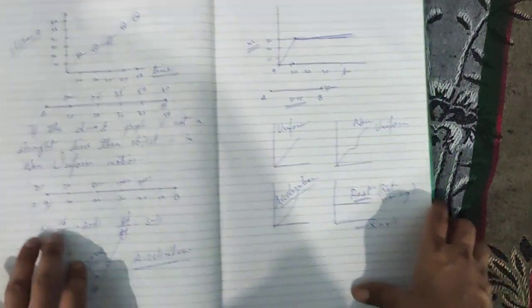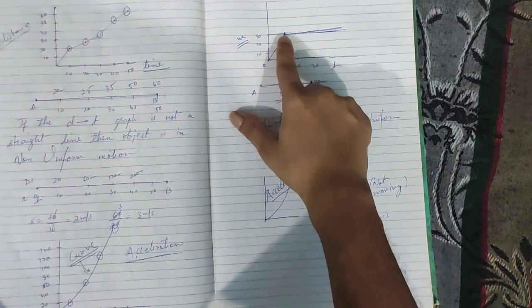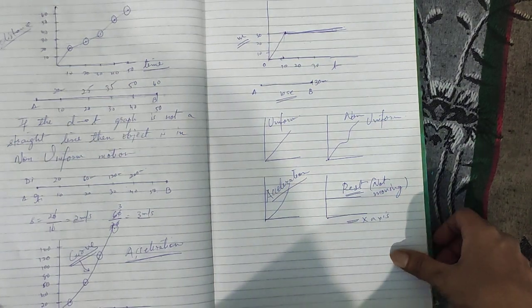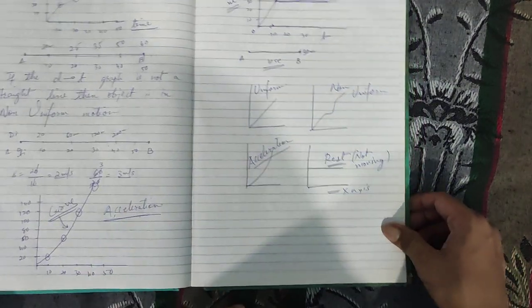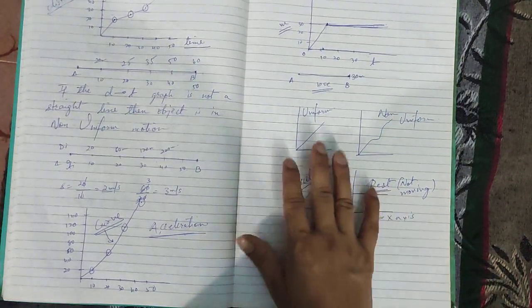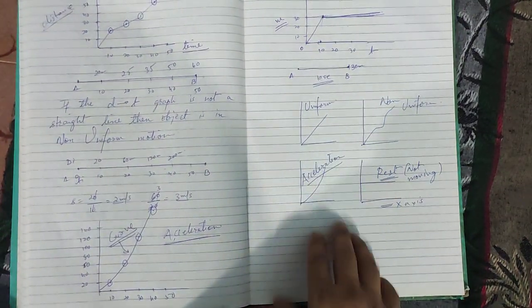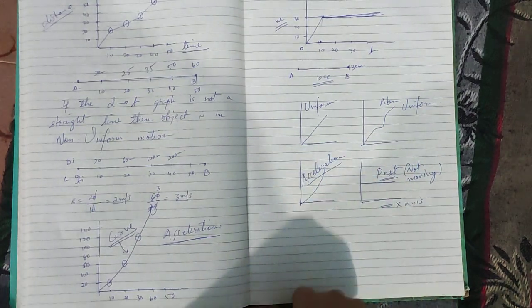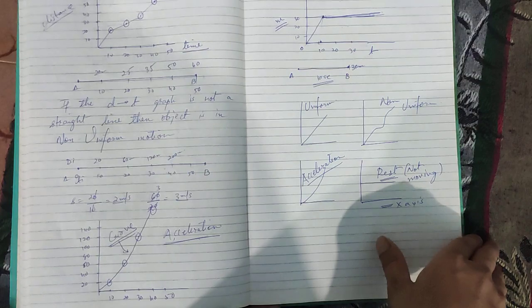And if the graph is a straight line parallel to the x-axis, then the object is in rest position, that means no motion. So this is what we studied yesterday: uniform motion, non-uniform motion, acceleration, and the object is in rest position.